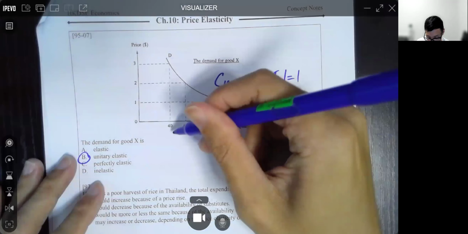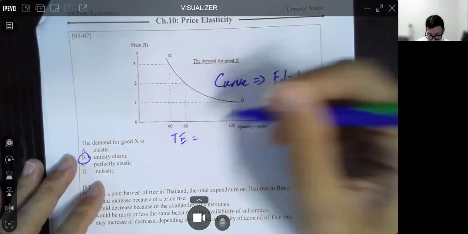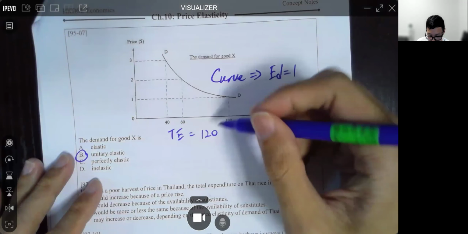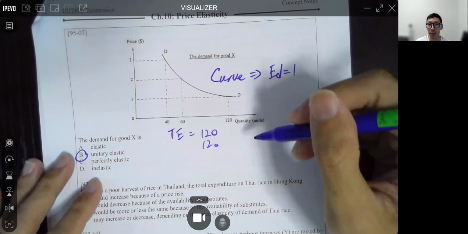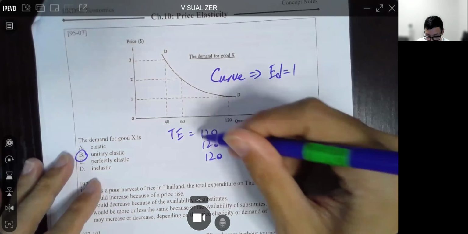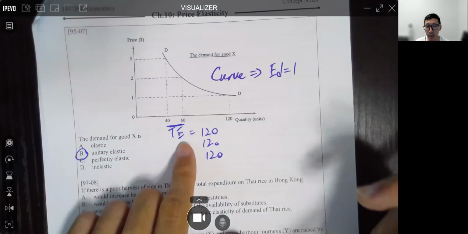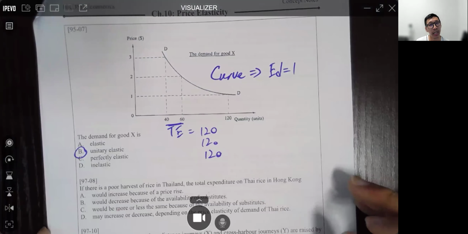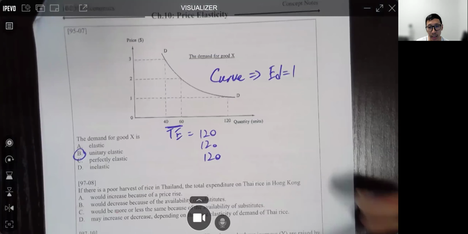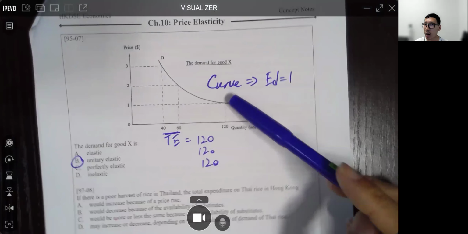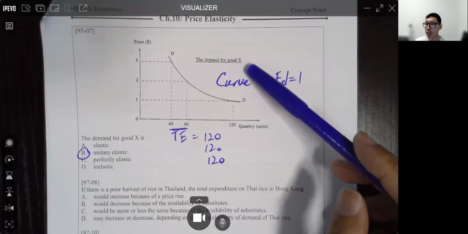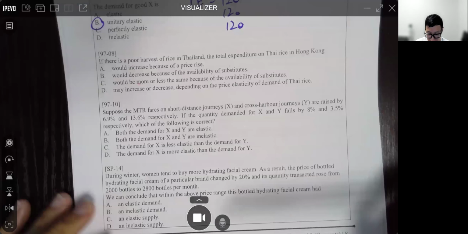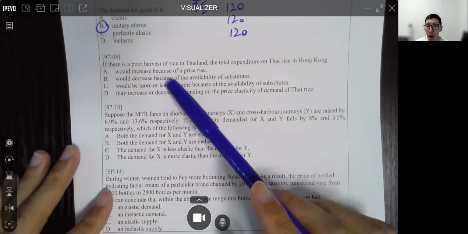This time it's simple. Let's just check TE. Do you see, 3 times 40 is 120, 2 times 60 is 120, 1 times 120 is 120. It's always the same, no matter how price changes. Therefore, we know this is unitarily elastic demand. Remember, don't follow the scale, and don't see a curve and assume it's 1. Okay, next one.